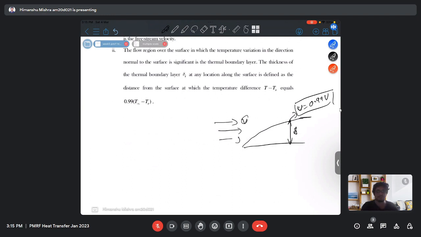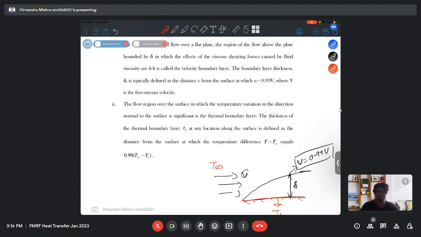Similarly, the flow region over the surface in which the temperature variation in the direction normal to the surface is significant is the thermal boundary layer. The thickness of the thermal boundary layer, delta T, at any location along the surface is defined as the distance from the surface at which the temperature difference T minus Ts equals 0.99 times T infinity minus Ts. Here the free stream temperature is T infinity and the plate temperature, let's say, is Ts. So is it a correct statement? The first statement is correct.